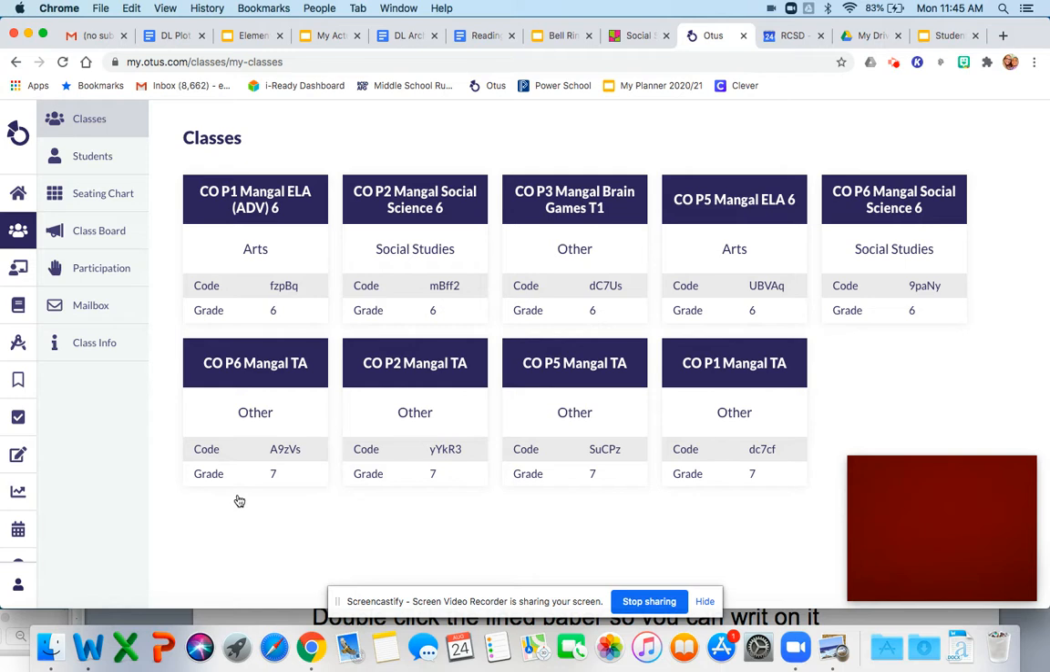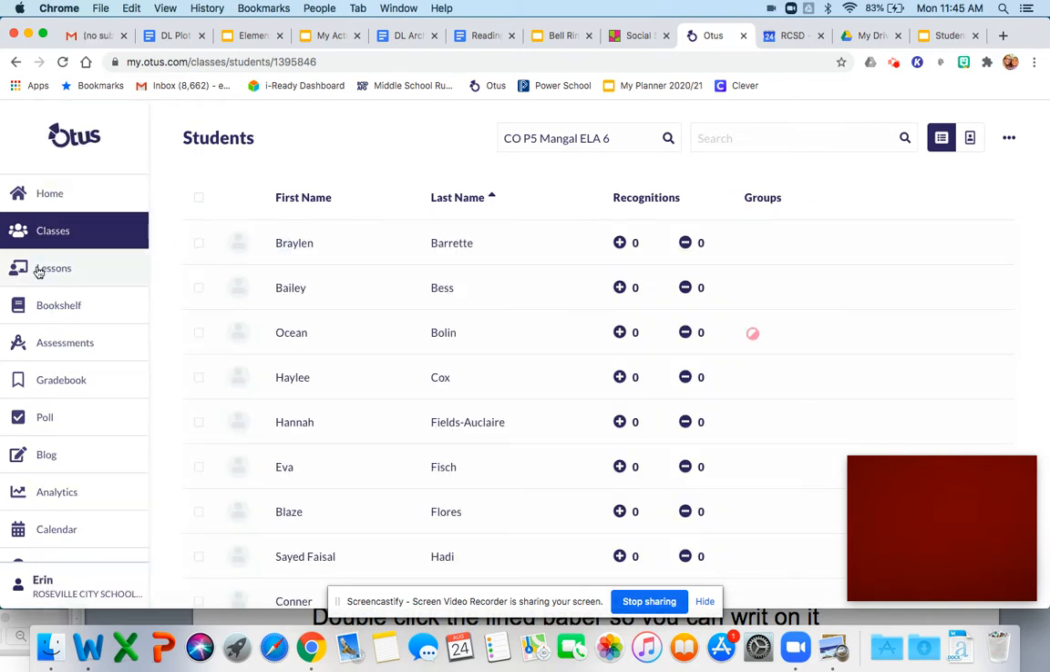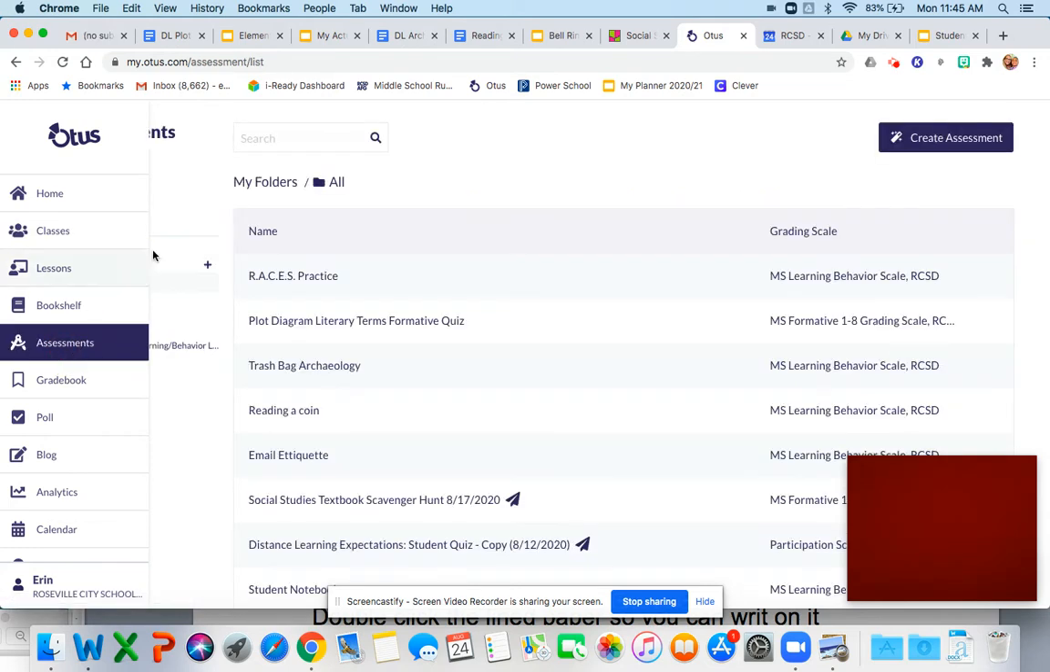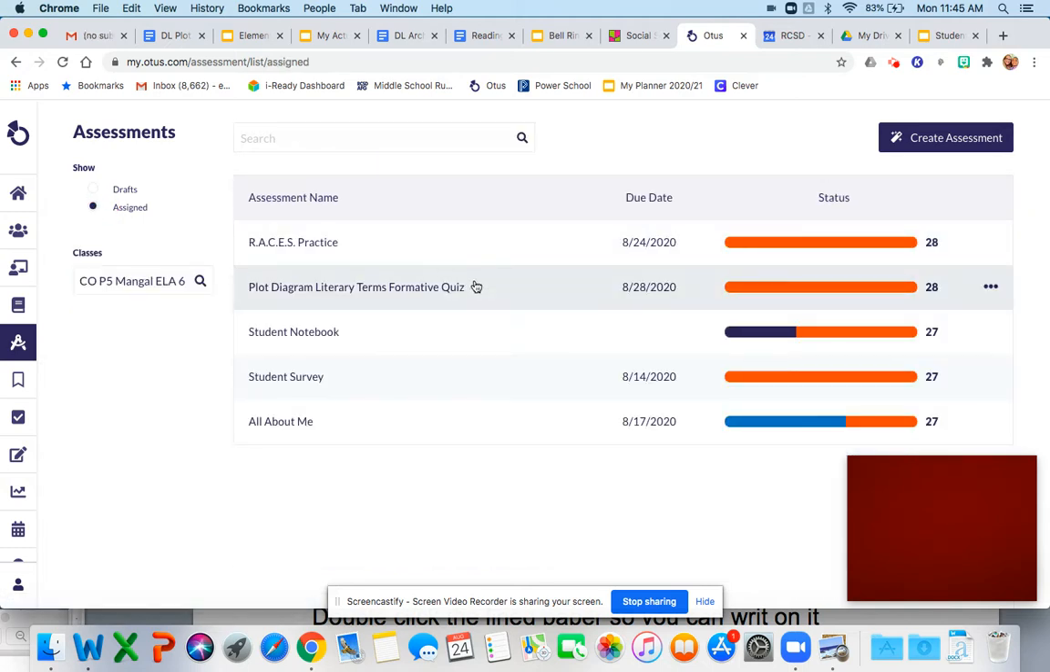Once you are in Otis, you're going to go ahead and head on over to Classes. And then go ahead and click period 5, Mangle ELA. And then you're going to take your cursor, go over here, and head on over to Assessments. And you don't have to worry about that part because that's just a teacher thing. And you're going to click on the Student Notebook. Okay, right here, the Student Notebook.